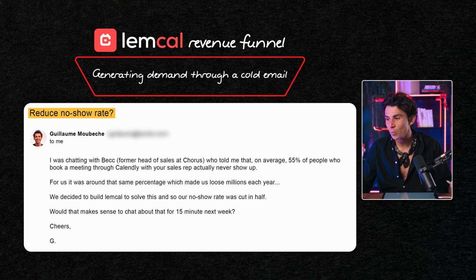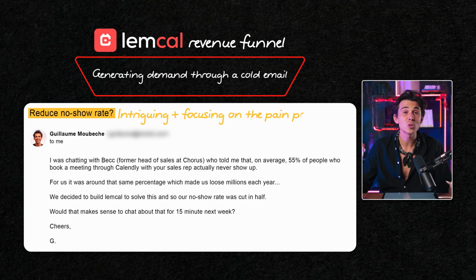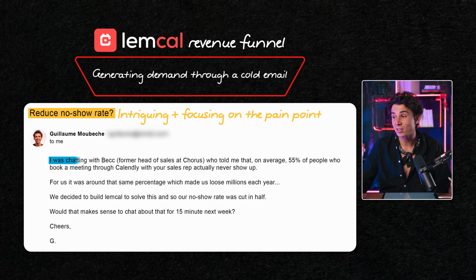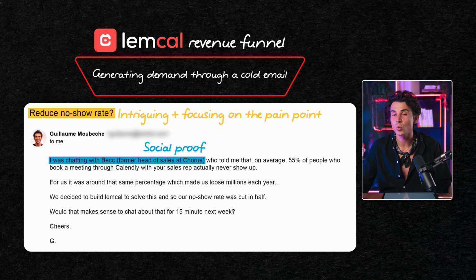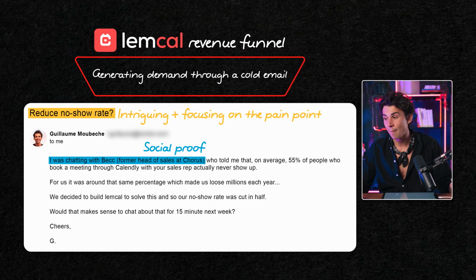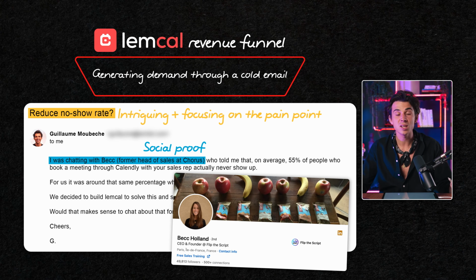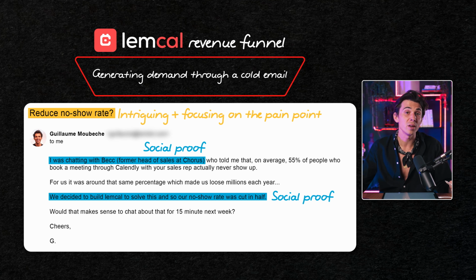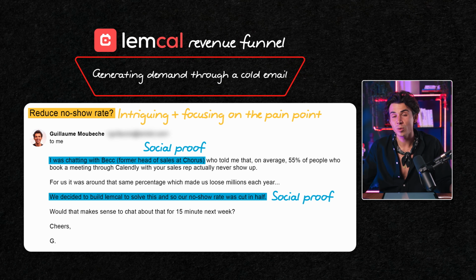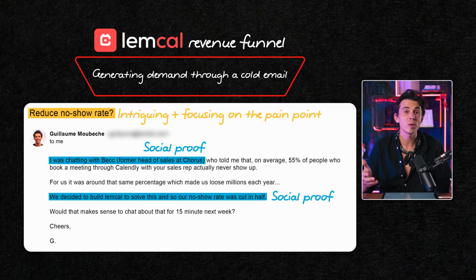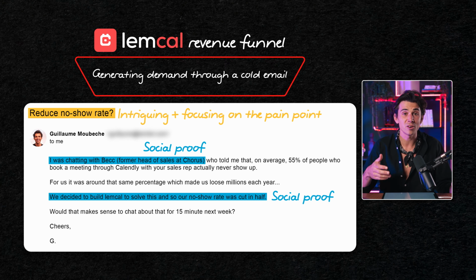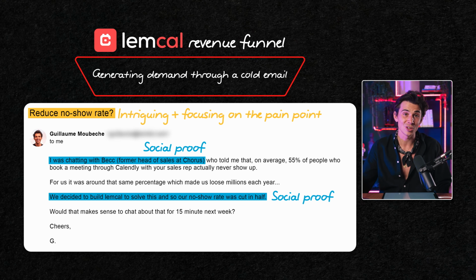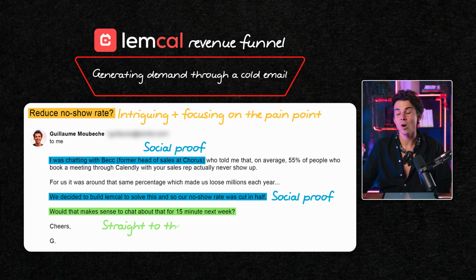As you can see, the subject line is very intriguing and focusing on the pain points because it says reduce no-show rates? Then I add social proof in the first line mentioning someone who's well known in the industry. For example, here I'm mentioning Beck, who was the former head of sales at Chorus. Then I explain why we did it, which will add even more social proof if they Google my name, which honestly, they probably will. Because whenever you're receiving a cold email from someone you don't know, the first thing you say if they're saying something intriguing is to check who they are, what they've done, and whether or not it's the case. And finally, my call to action was straight to the point.